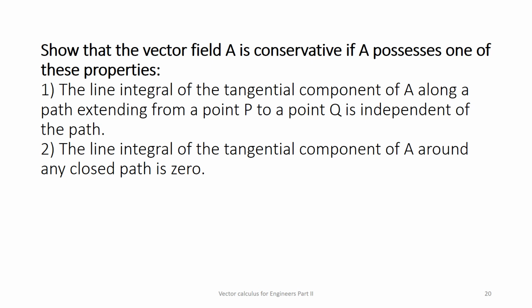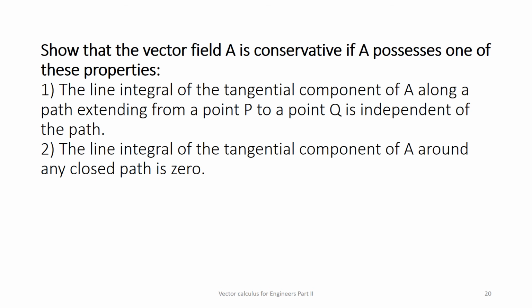Why? Because the vector field is conservative means curl of A is equal to 0. Curl of A equal to 0 naturally means there is no rotation, so there exists a potential. That is the meaning. So when there is a potential, whenever a potential term comes, we can write that A vector field is equal to minus of gradient V.